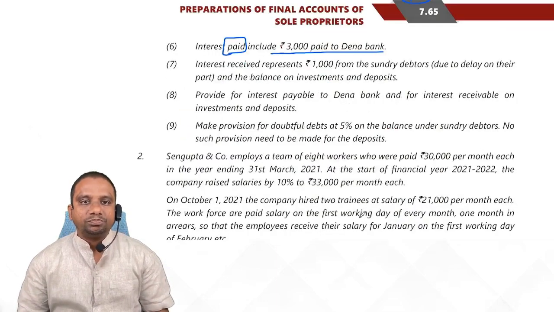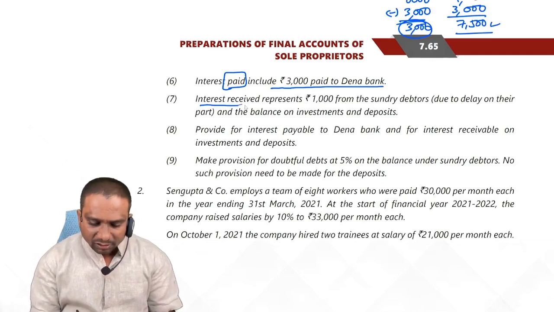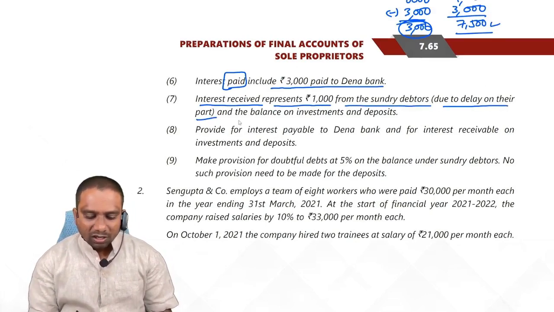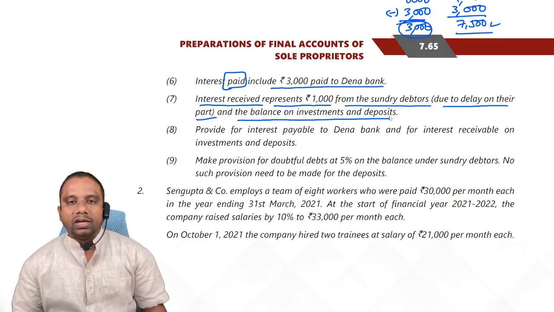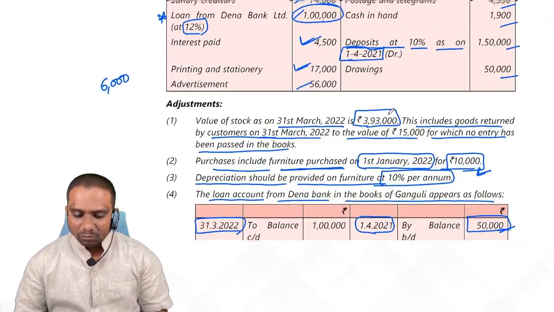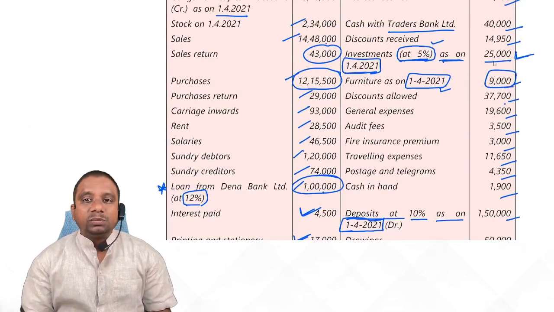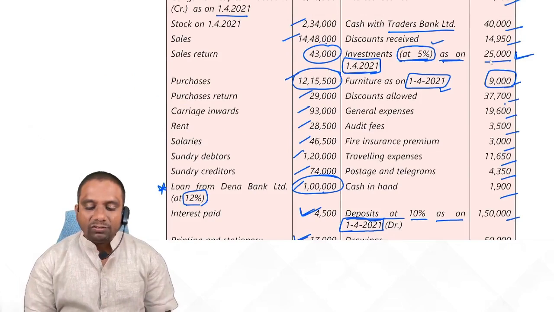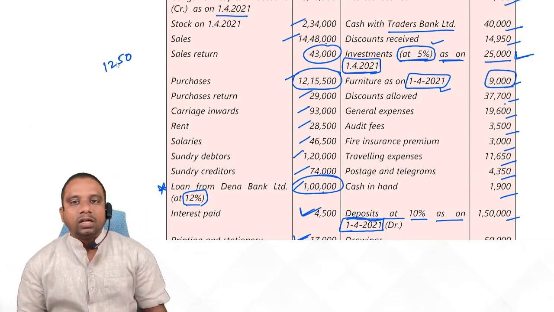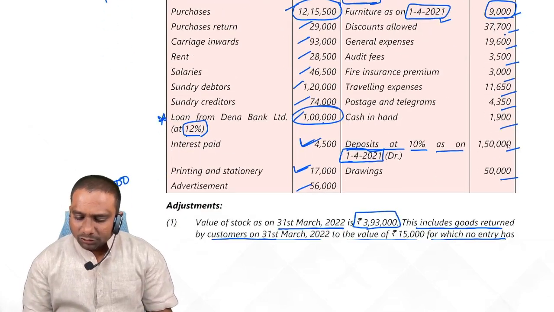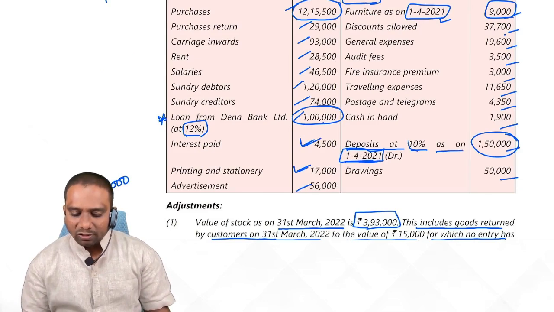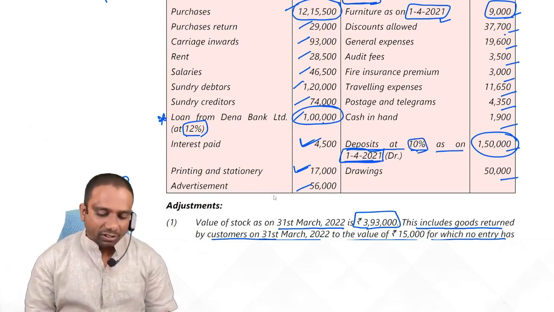Here, next one. Interest received represents 1,000 from sundry debtors due to delay on their part and the balance on investments and deposits. Next important calculation in this problem, observe, on investments how much interest you have to receive: 25,000 into 5% for the full year, 1,250. Next, here we have deposits of 1,50,000 rupees from the beginning. On this we will get 10%, so 15,000.